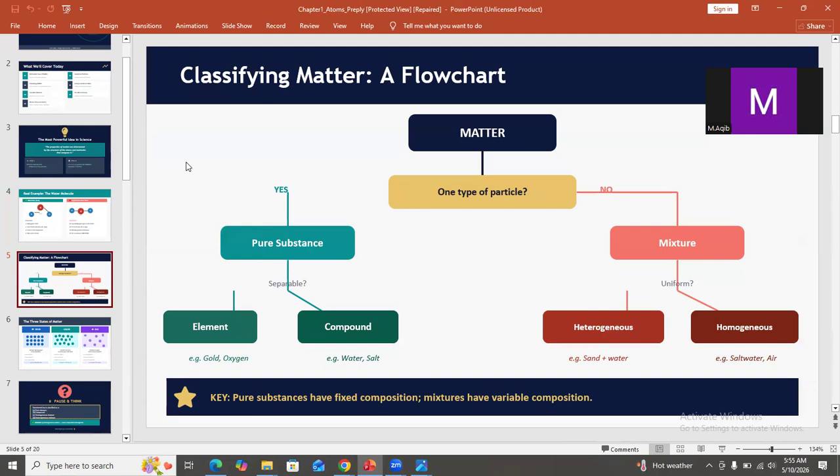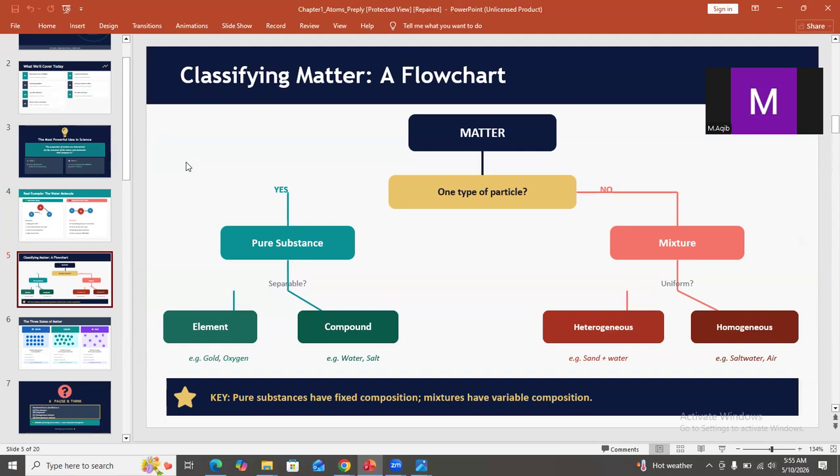Okay, so matter can be a pure substance or an impure substance. And if it is impure, it means it's a mixture. Anything that is not pure is obviously a mixture. So, pure substance and mixture. And the pure substance is further classified into whether it is an element or a compound. So what's the difference between an element and a compound?